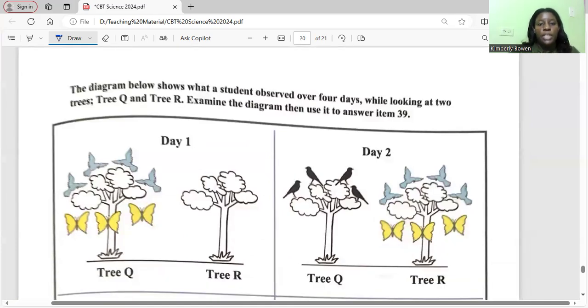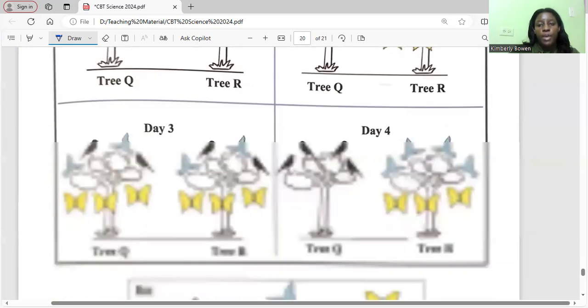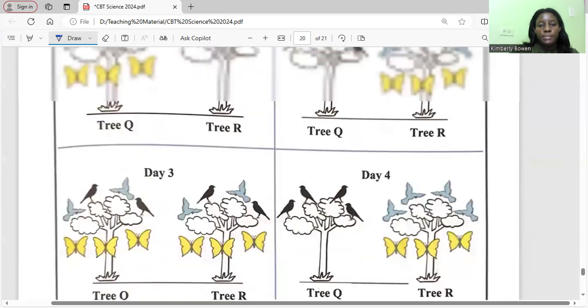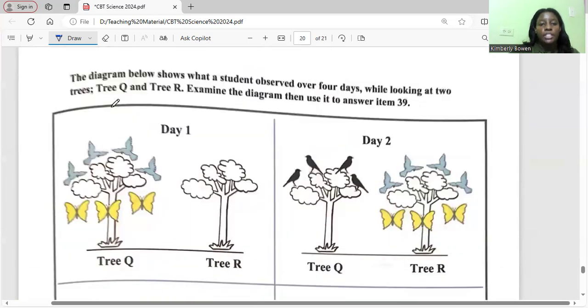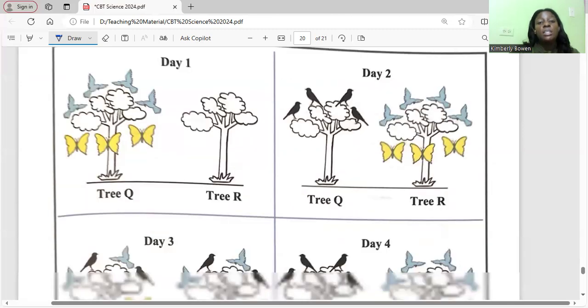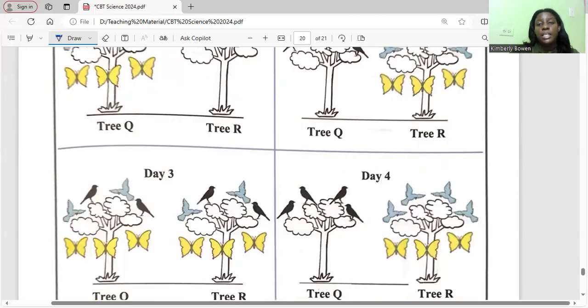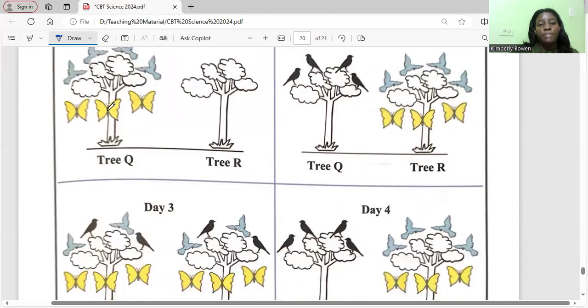The diagram below shows what a student observed over 4 days while looking at 2 trees, tree Q and tree R. Examine the diagram, then use it to answer item 39. Let's look at it. I can just say that the bluebirds are following the butterfly. Anywhere the butterflies go, the bluebirds are there.